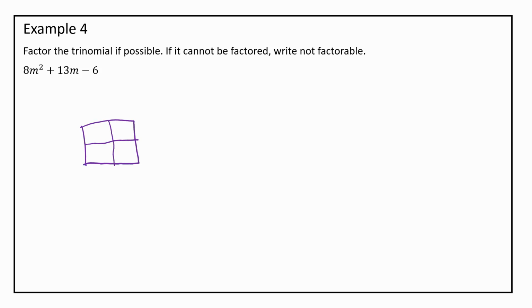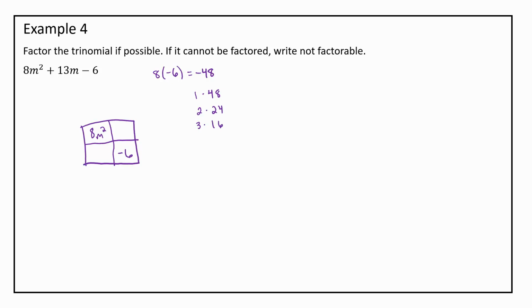So we want to do 8m squared and -6. We want to multiply those together and get -48. We want to say what multiplies to get -48 that adds to get 13. So 1 and 48, 2 and 24, 3 and 16.